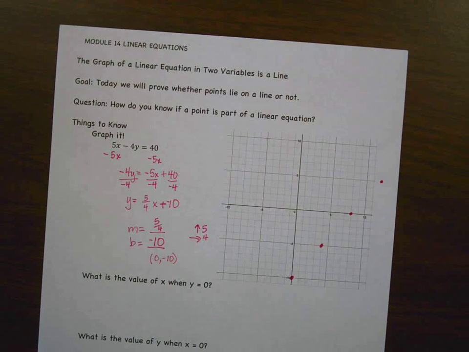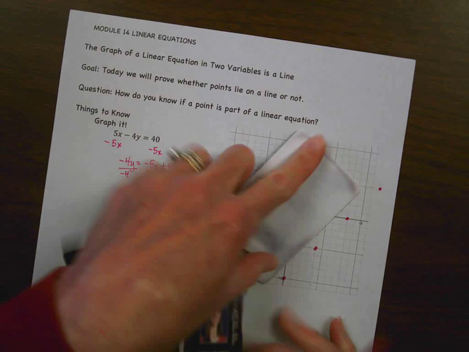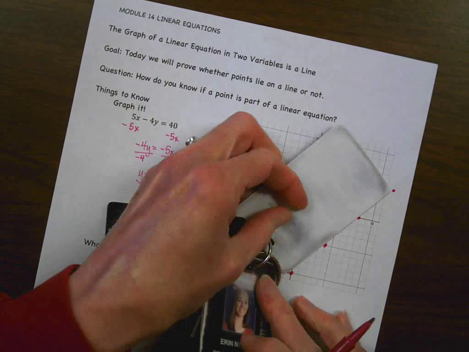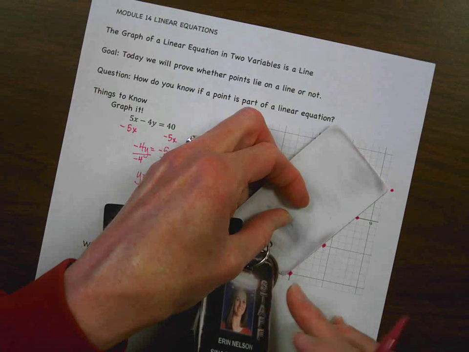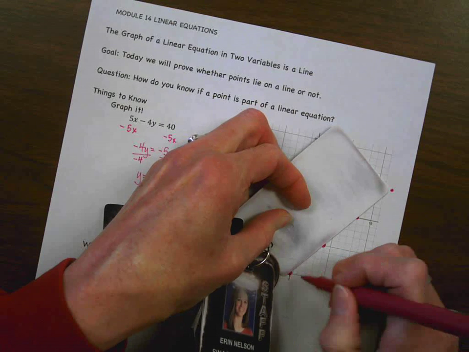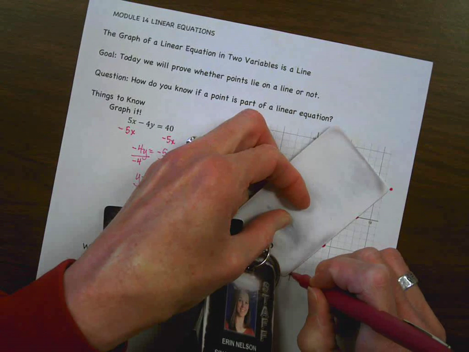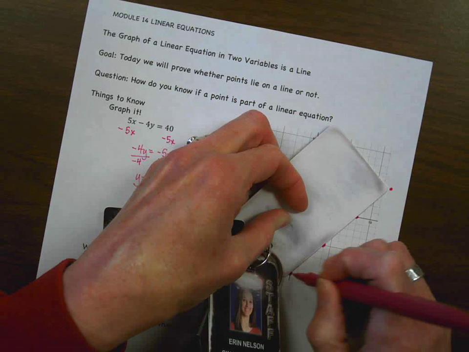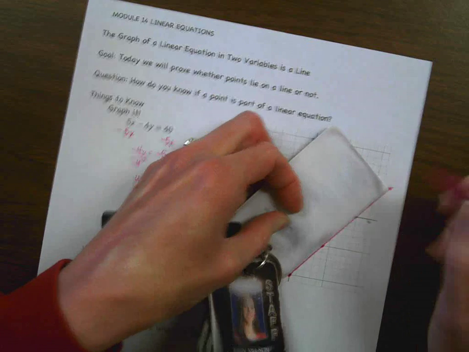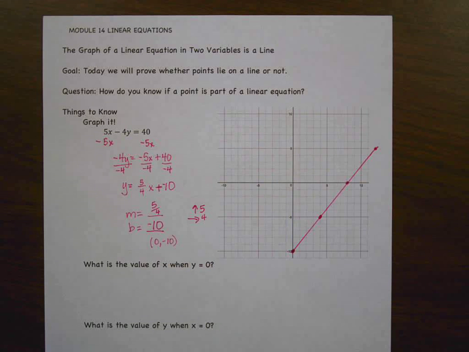Now that I have those points, remember, boys and girls, that all you need is 2 points to create a line on a graph, because you just take those 2 points and you connect them. So I'm going to use my ruler, and I'm going to draw a straight line connecting these points. So there's my line that we just discovered.